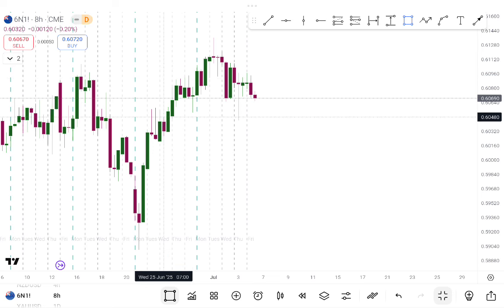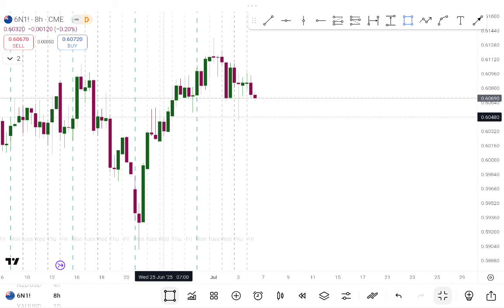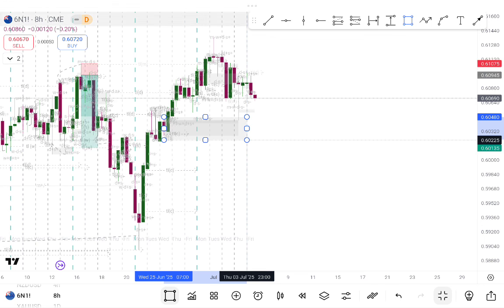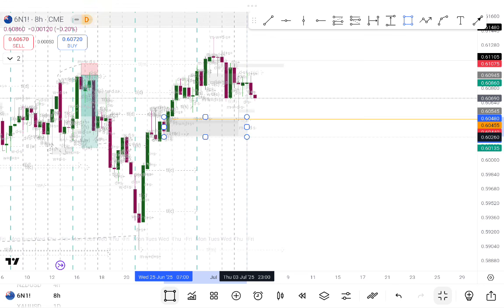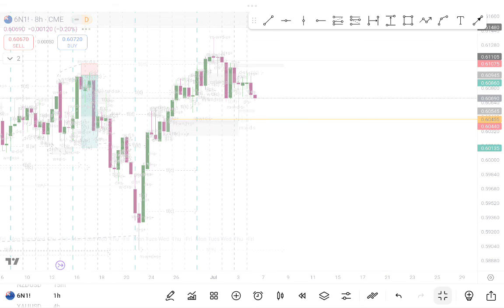So this is the 8 hours zone that we came to. If I draw it out, all my drawings will come back. You can see that's the zone that they dipped into. So let's go to one hour time frame to check something very interesting.